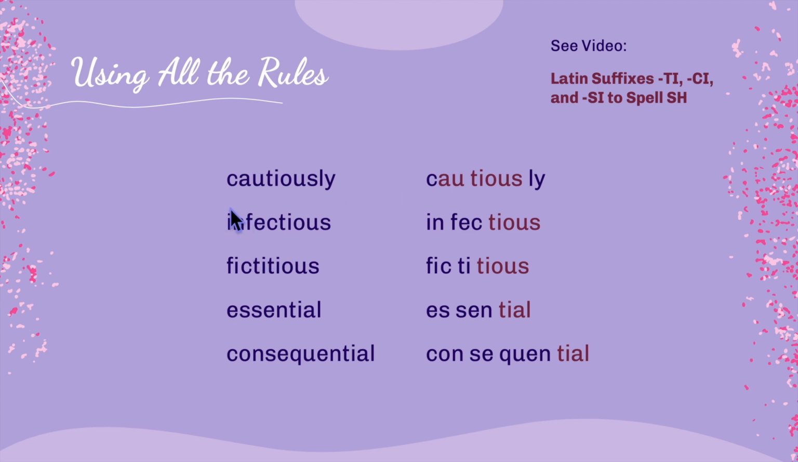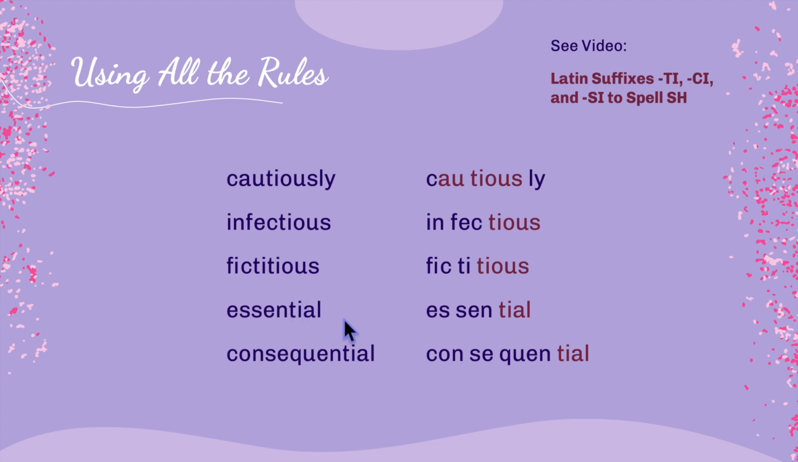Right here, I notice the prefix in, so I split that off. I divide between two consonants here or before the suffix shus again. Infectious, infectious. Right here, I notice the suffix shus again, so I split that off. And right here, I divide between the two consonants. Fictitious. Oh, I don't recognize that, so let's switch this long I to a short I. Fictitious.